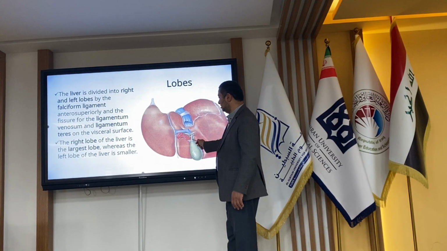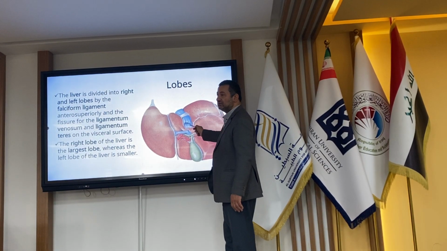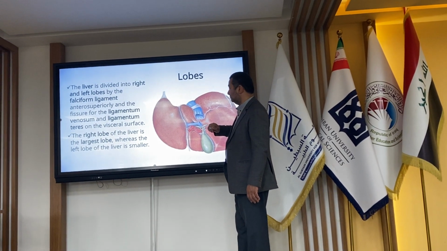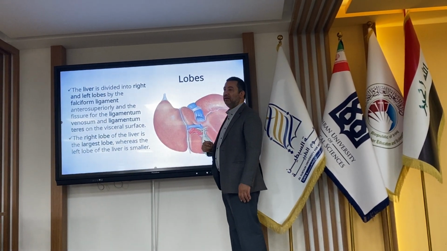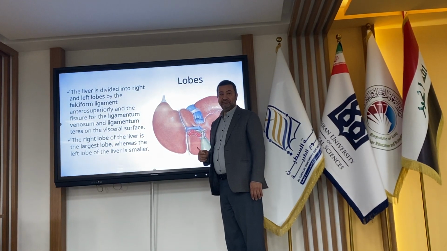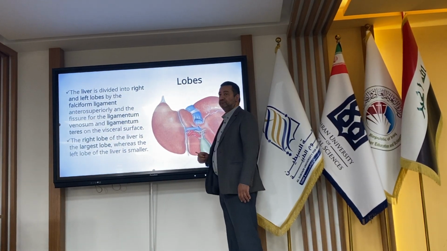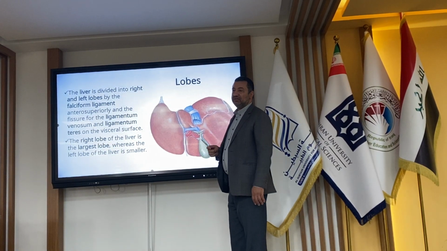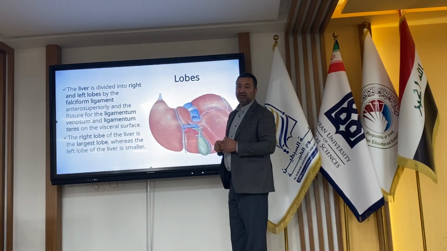Here is gallbladder. Here is inferior vena cava. Posterior to the left lobe, there is relationship with the esophagus. Here. And inferior surface of the left lobe has relationship with the anterior surface of the stomach.